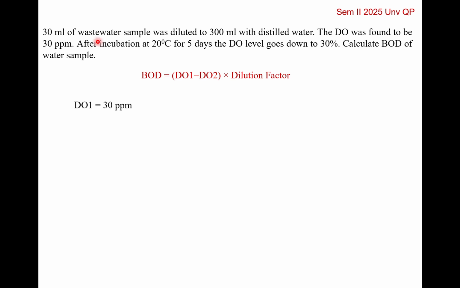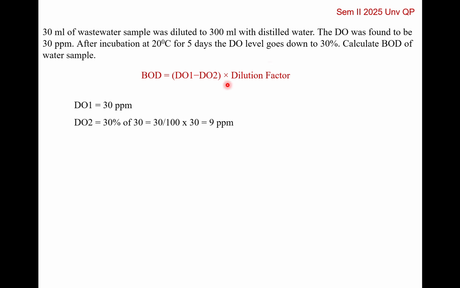Is DO2 given directly? What they say is after incubation at 20 degrees for 5 days, the dissolved oxygen level goes down to 30%. So they have not given DO2 directly, but they have said that the level goes down to 30%. 30% of what? Initial dissolved oxygen, right? So DO2 is 30% of DO1, that is 30% of 30, which is 9. So DO2 becomes 9.